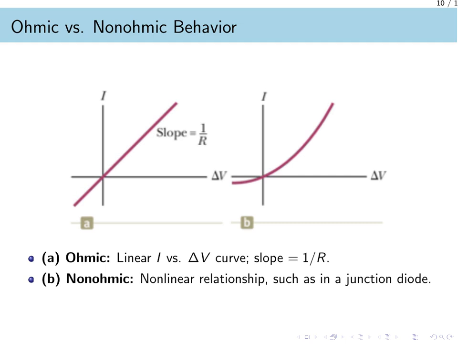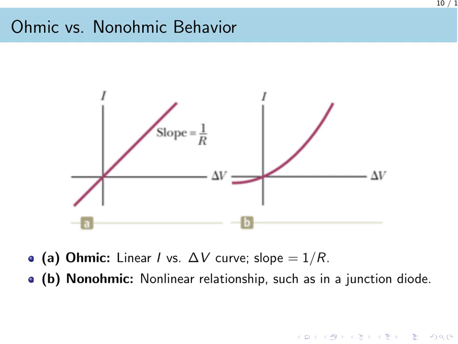The two graphs on this slide highlight the difference between ohmic and non-ohmic behavior by plotting current against potential difference. The graph on the left demonstrates ohmic behavior. Here, we see a perfectly linear relationship where the straight line passes through the origin. The slope of this line is exactly equal to 1 divided by the resistance.